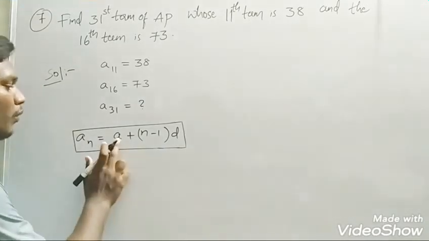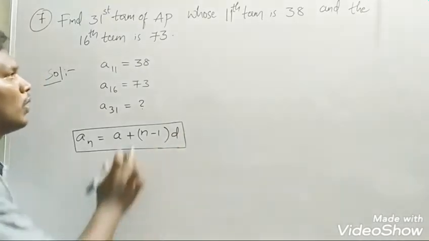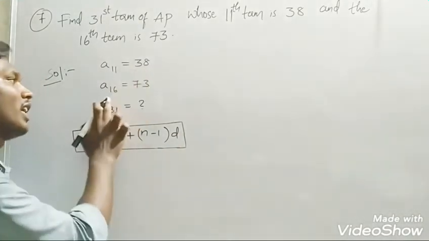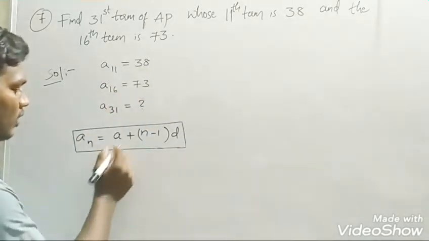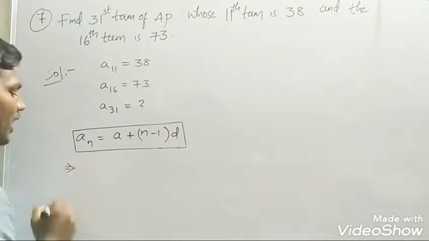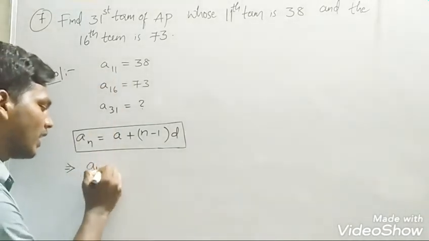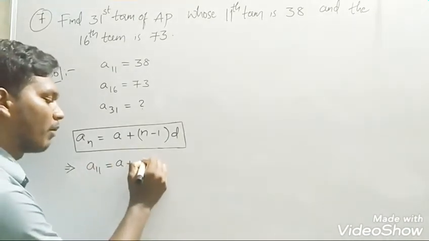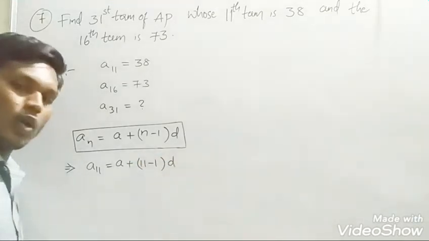We don't know the value of a and the value of d, but we know which terms are given: a11 is equal to 38 and a16 is equal to 73. So the nth term is a_n, but here he has given the 11th term. So a11 is equal to a plus, here n means 11th term, so (11 minus 1) into d. Hope you understood.